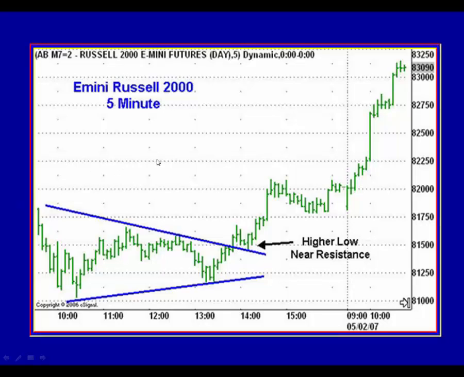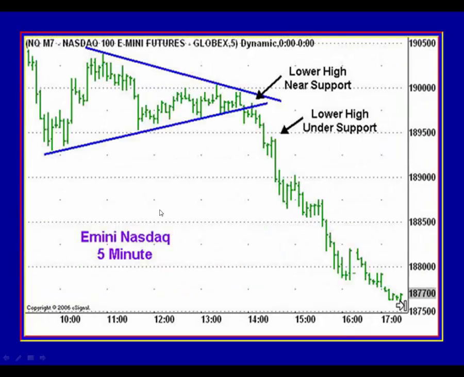Okay, and then the E-mini Russell. Okay, breakout. And NASDAQ futures.